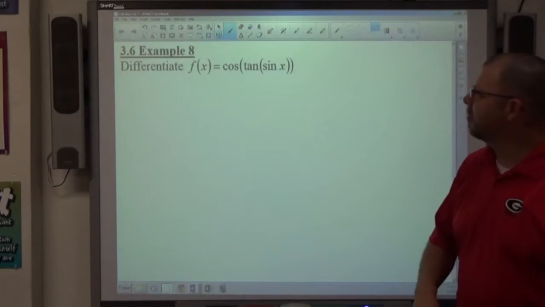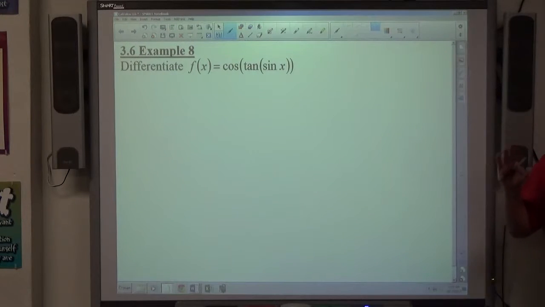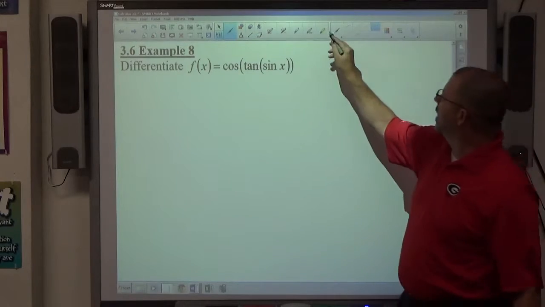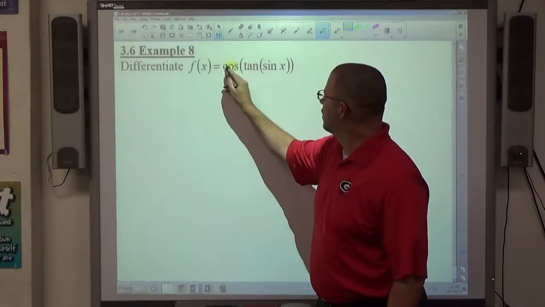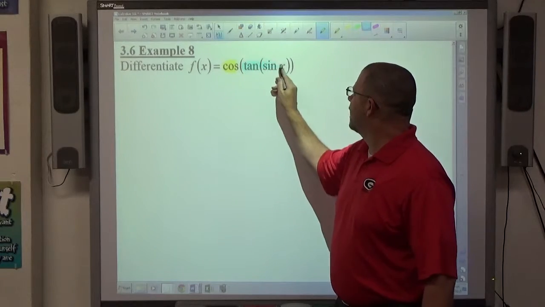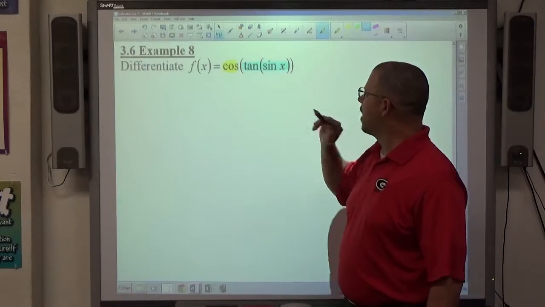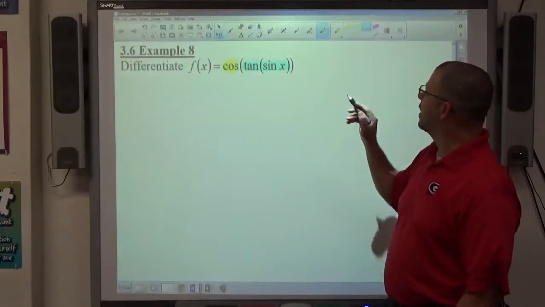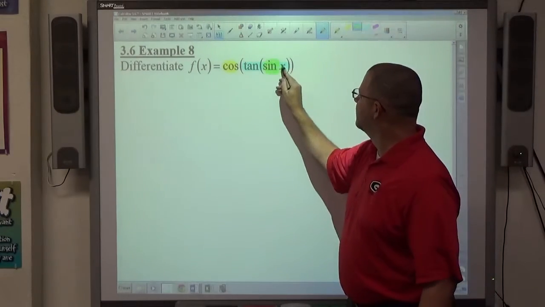All right, if you take a look at example 8, this is our first look at a problem with the chain rule where the argument of the original function is a composite function itself. So what I'm looking at here is a cosine function, cosine of stuff. And the stuff, tangent of sine of x, is also a composite function. It's not just tangent of x, it's tangent of sine of x.